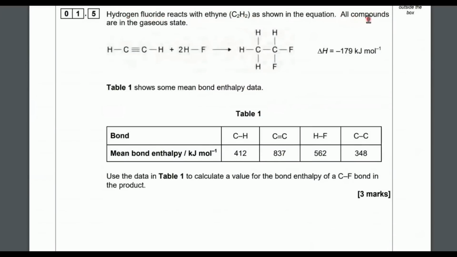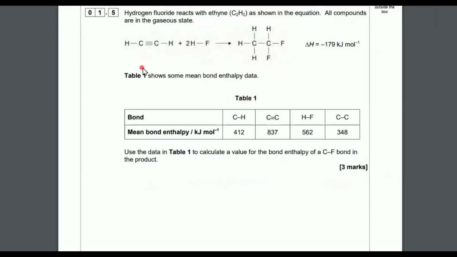Okay, we're on to 1.5. Hydrogen fluoride reacts with ethyne, that's C2H2, as shown in the equation. All compounds are in the gaseous state. We've been given the mean bond enthalpies of the C-H bond, the triple bond, the H-F bond, and the C-C single bond. We've also been given the enthalpy change of -179. Use the data to calculate a value for the bond enthalpy of the C-F, the carbon-fluorine bond in the product.